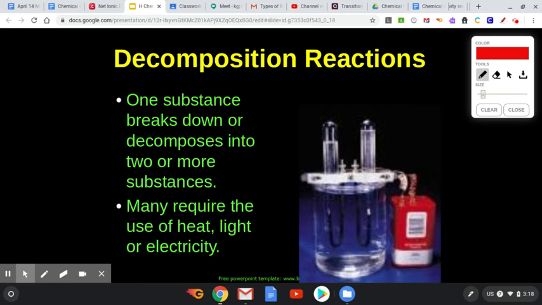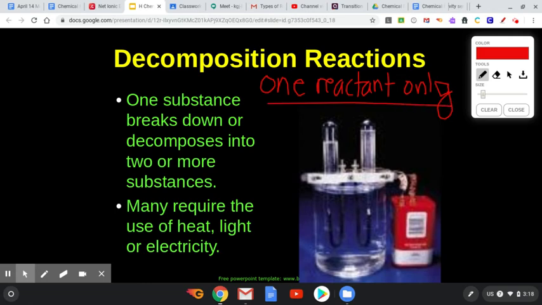The way that you know that you have a decomposition reaction is you are always going to have one reactant only. The whole point of a decomposition reaction is that this one compound is going to break down into two or more parts.